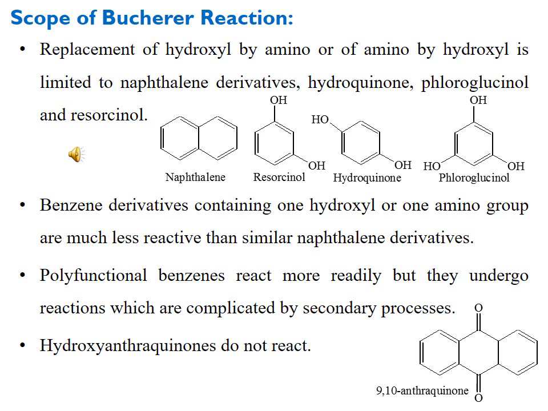Hydroxyanthraquinones are species which do not undergo this reaction. Here you can see the structure of this. This is 9,10-anthraquinone, and hydroxy groups are not shown here. Hydroxy groups can be present on either of the two benzene rings at any position. Four positions are available on one benzene and four positions on the other, but these hydroxyanthraquinones are not known to react with these reagents, ammonia and sodium bisulfite or water and sodium bisulfite, to convert into amine or amine into alcohol.